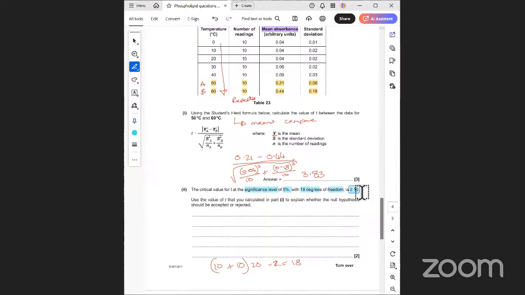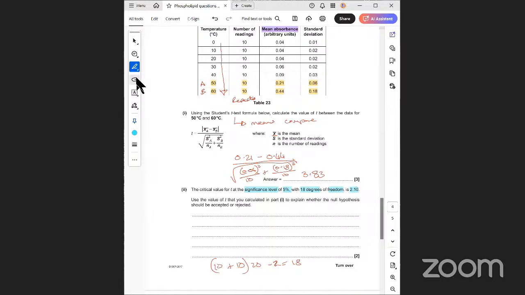2.10. So now I need to work out whether the null hypothesis can be accepted or rejected. So a null hypothesis is that there is no significant difference between the mean absorbance of these two temperatures. So therefore, if I look at this then, what's the value I got? I calculated it as 3.83. Whereas the significance level of 5% gave me a critical value of 2.10. So because my number is greater than 2.10, I am going to reject the null hypothesis.